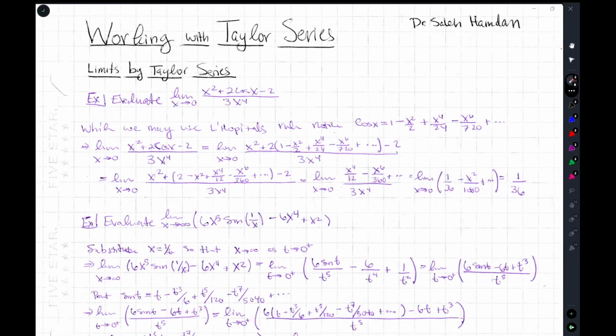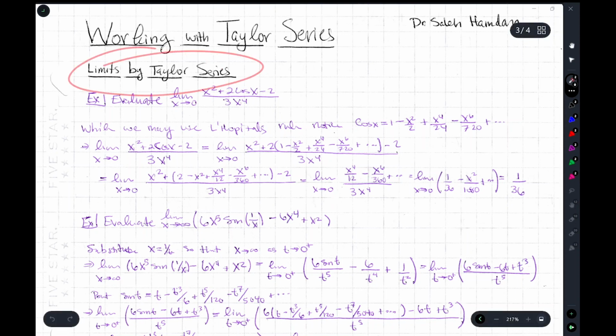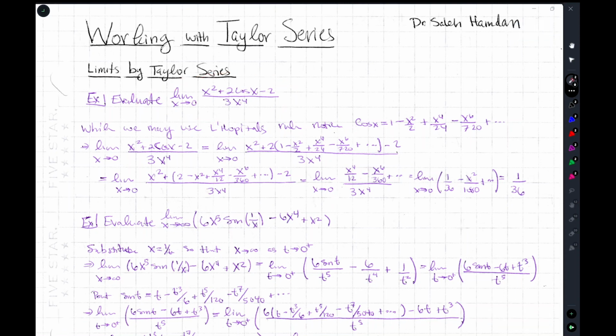So we've learned about Taylor series, and now let's see several ways that it could help us that isn't sort of directly just expressing the function in terms of its Taylor series. And so let's see how we could work with Taylor series. One way that Taylor series could help us is in computing limits. So take a look at that limit right there.